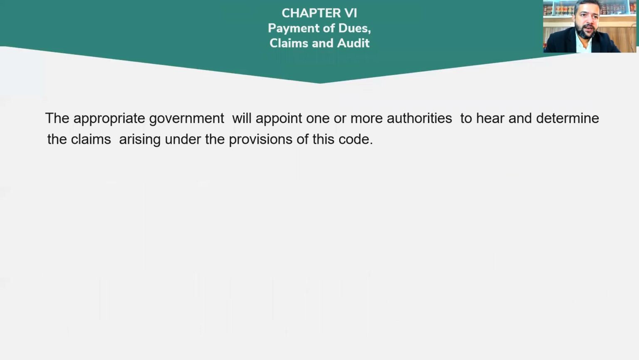Next chapter is regarding the payment of dues, claims, and audit. In this regard, the government will appoint one or more authorities under this code for the claims regarding wages, bonus, equal remuneration, and minimum wage. In the state of Haryana, the appropriate authority is the Assistant Labour Commissioner regarding bonus, minimum wage, and wages, and also for equal remuneration.